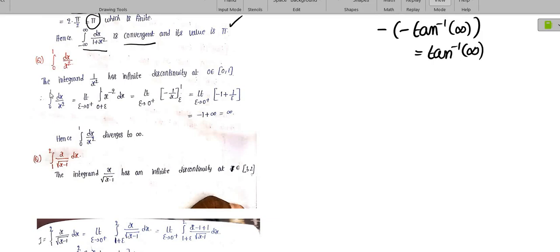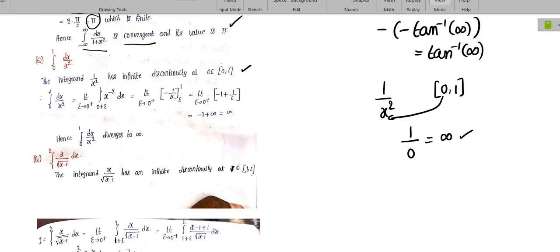Test the convergence of the integration from 0 to 1 of dx by x square. Observe the integrand, that is 1 by x square, and the integration limits are 0 to 1. If I substitute 0 here, then 1 by 0 square is 1 by 0, which is infinity. That's why I've written this line: the integrand 1 by x square has an infinite discontinuity at 0, which belongs to the closed interval 0, comma 1.